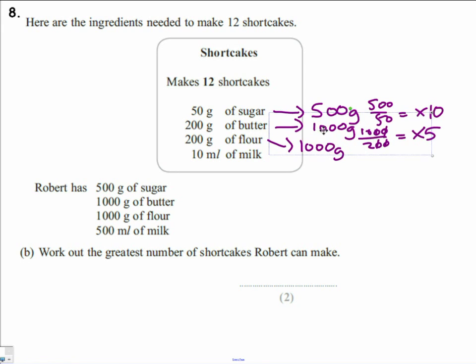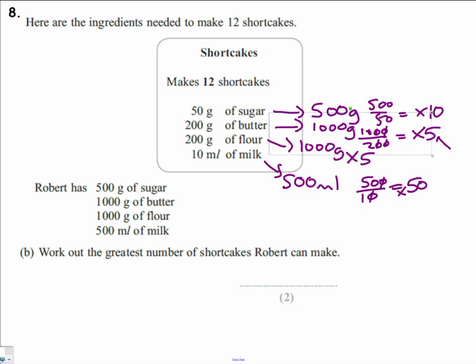So it's the same factor as the butter. So that's a scale factor of 5 for the flour. And then finally, the milk, we have 10 millilitres of milk and it goes to 500 millilitres. So 500 divided by 10 is 50 divided by 1, which is a scale factor of 50.